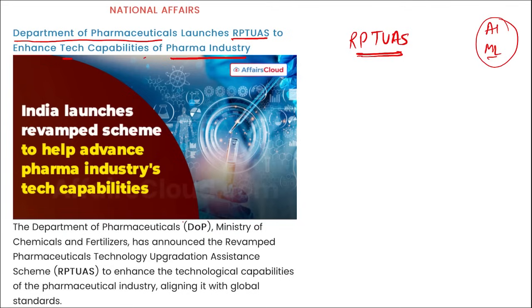So coming back, it is the Department of Pharmaceuticals, correct? They have announced the Revamped Pharmaceuticals Technology Upgradation Assistance Scheme, that is the RPTUAS scheme, and this will enhance the technological capabilities of the pharmaceutical industry, aligning it with global standards. Take a note of this. And as we just mentioned, what is the aim?